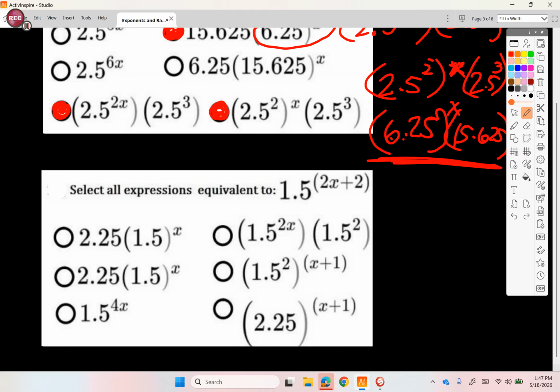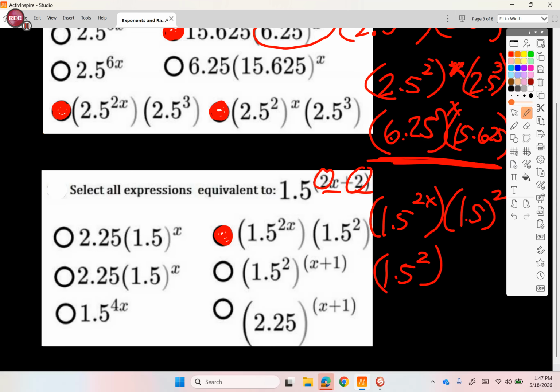All right. Same concept here. So let's first get our regular answers with this. 1.5 to the 2x times 1.5 to the 2. That gives you this answer choice already. And now, because 2x and 2 have a common factor of 2, you can factor it out, and it'll be on this number, and the exponent just turns into x plus 1, because you took out the 2 from both values up there.